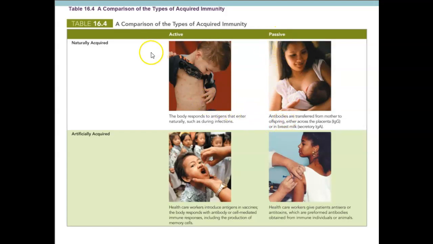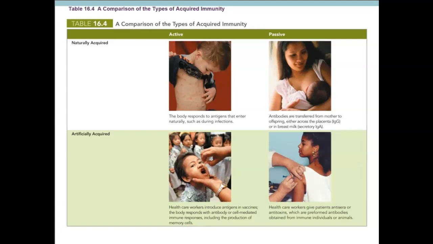The other way that is natural and passive is where we have antibodies transferred from mothers to babies before birth and in milk. The IgA antibodies in milk are protective of the baby. So that is passive. The babies did not make the antibodies, but the baby gets the benefit of the antibodies. And this is a natural process, so it's considered a natural passive acquisition of immunity.